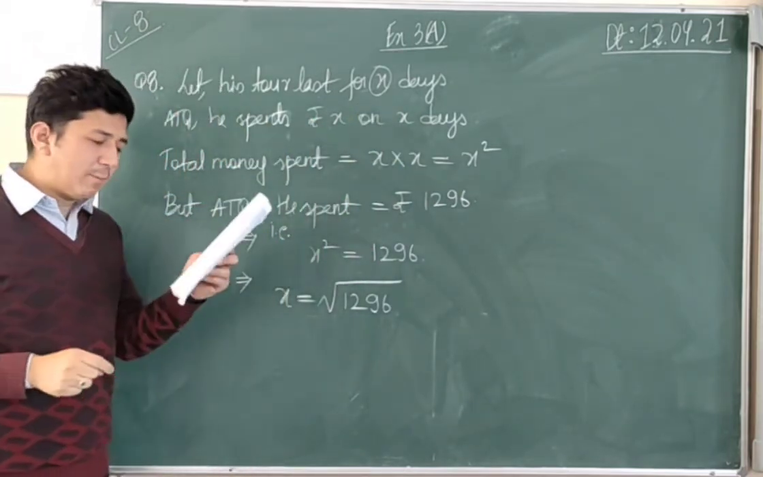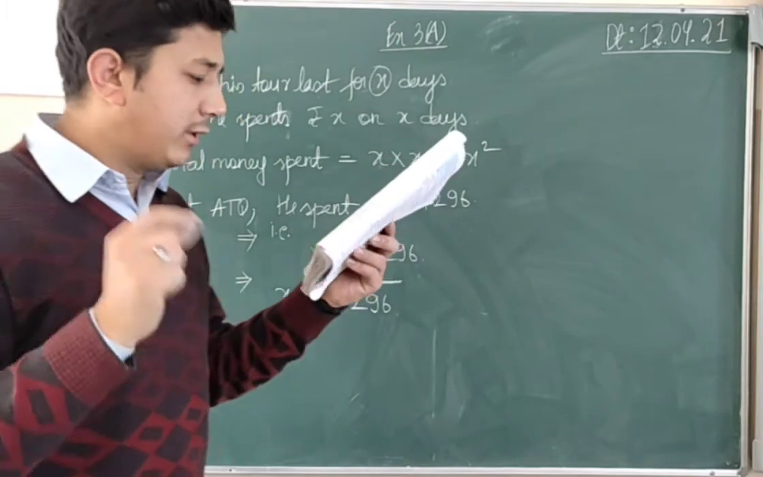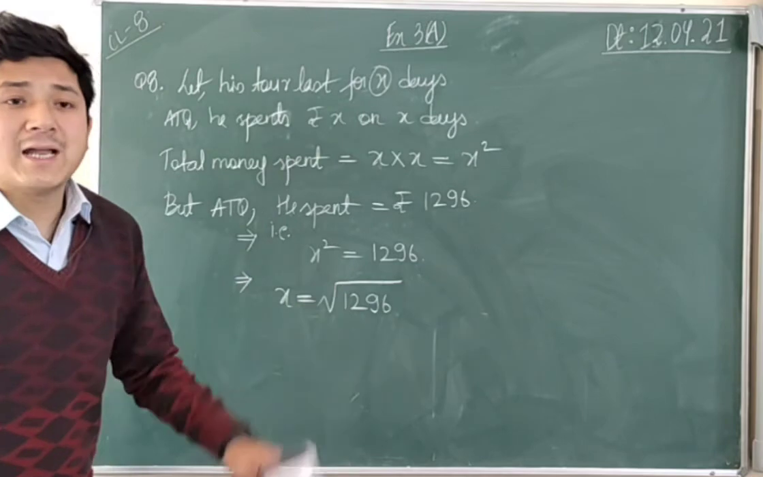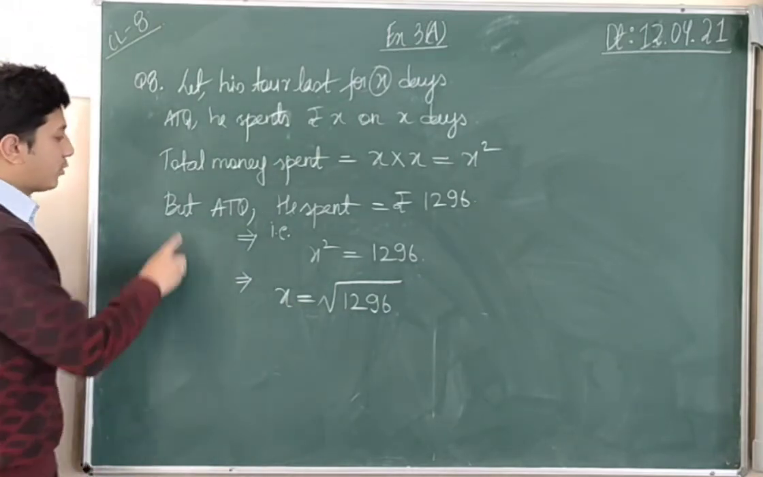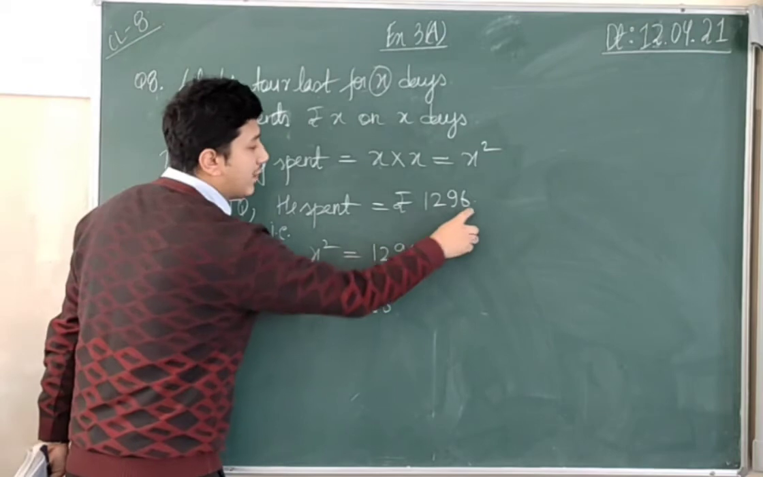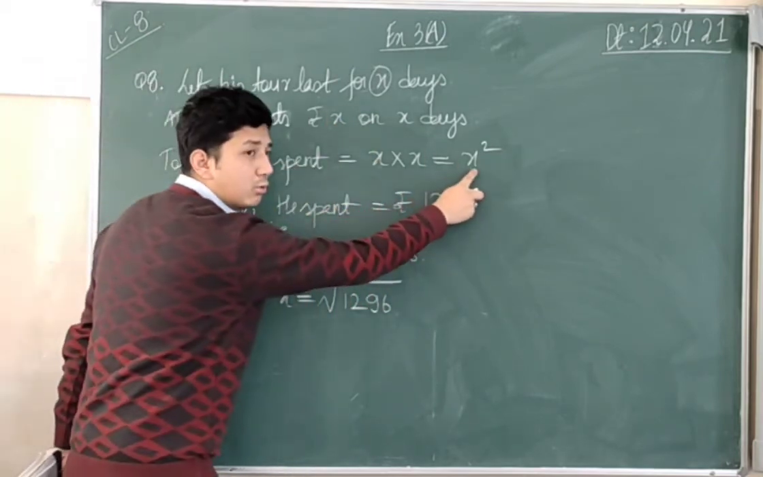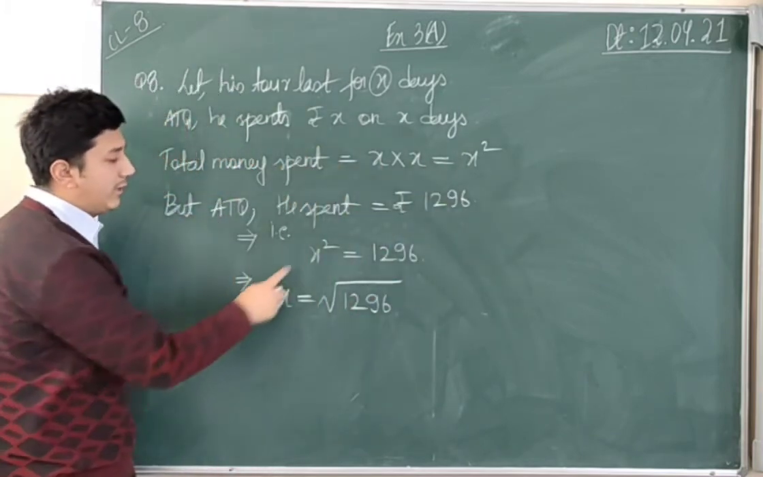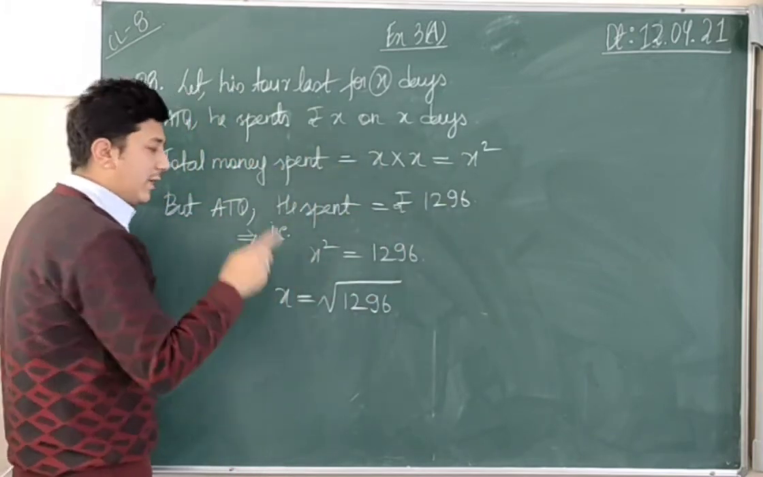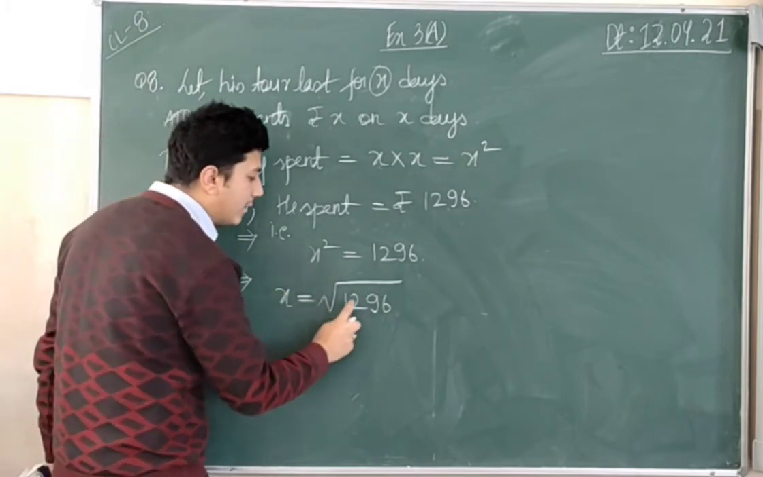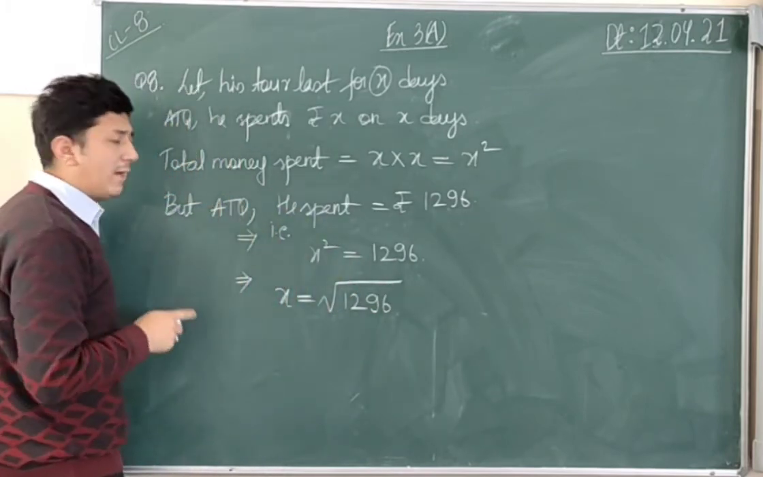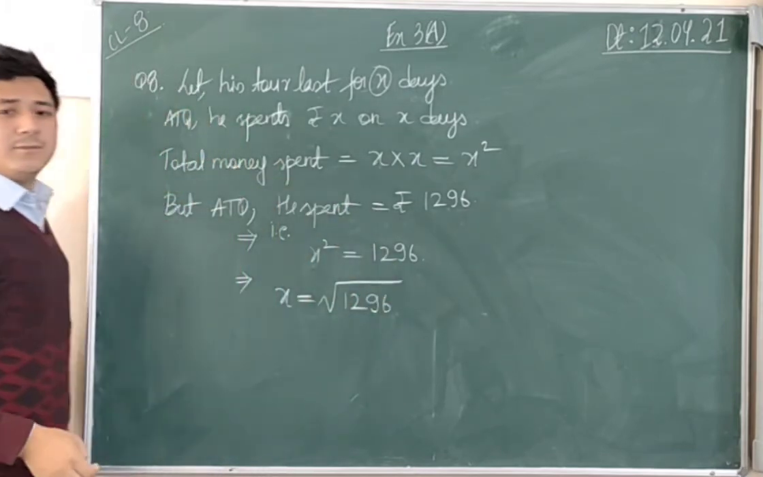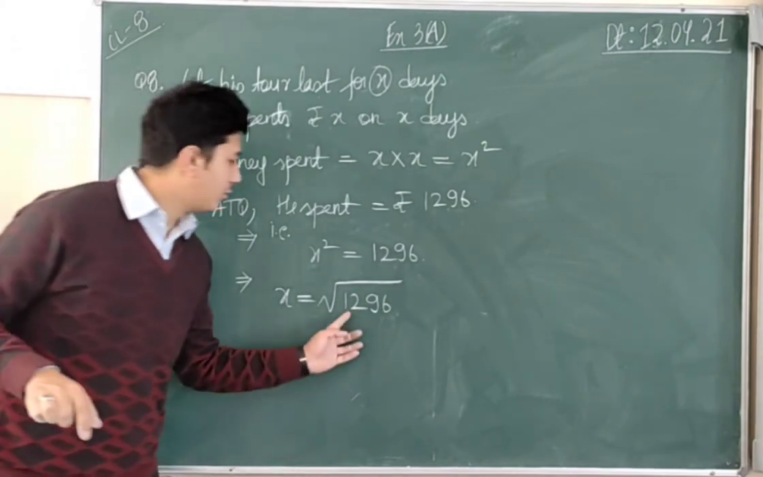Again, read the last part of the question. Find how long did his tour last if he spent rupees 1296 as total. So according to the question, he spent rupees 1296. This is also the total spent and this is also the total spent, so we can equate these two. Therefore we get X square equals 1296, and X will be equal to root over 1296. Remember that whenever we have X square equals something, X will be equal to the root of that. Now we need to find the value of under root 1296.